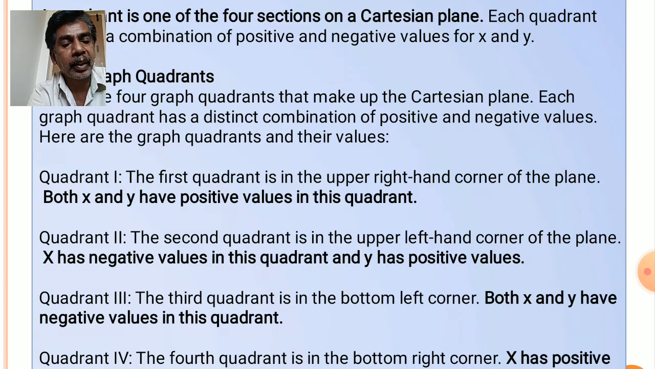And quadrant 4 is used when variable x is positive and variable y is negative, so then the fourth quadrant can be used.